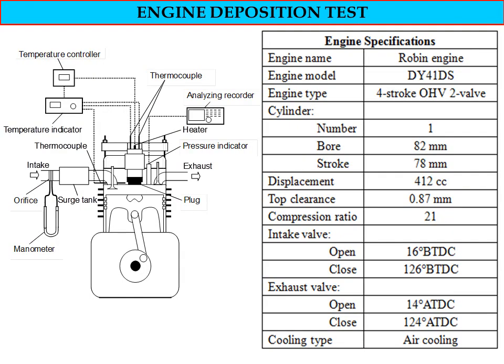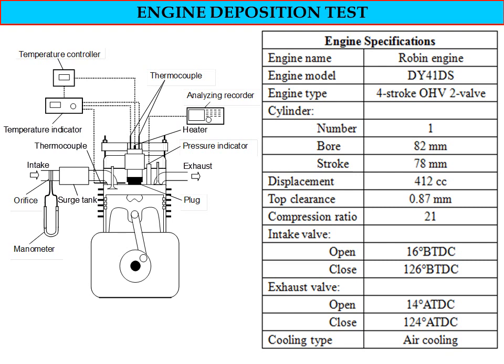Okay, so this is the specification of the engine. We have the engine name, Robin engine model DY41DS, engine type 4-stroke OHV 2 valve, number of cylinders 1, bore size 82 mm, stroke size 78 mm, displacement 412 cc, top clearance 0.87 mm, compression ratio 21, intake valve opens at 60 degrees BTDC and closes at 126 degrees BTDC, exhaust valve opens at 14 degrees ATDC and closes at 124 degrees ATDC.